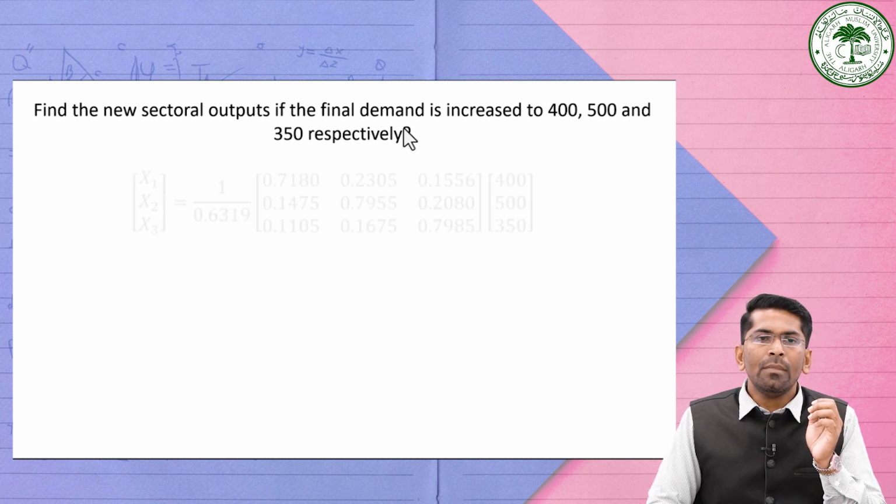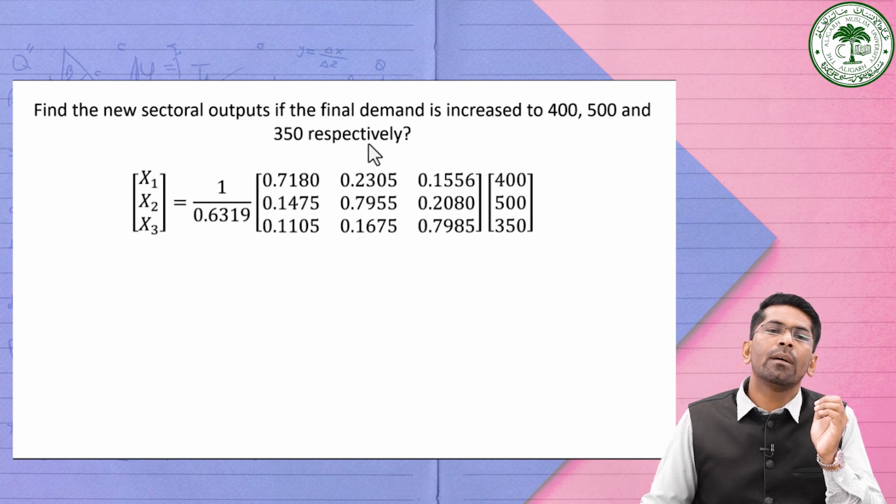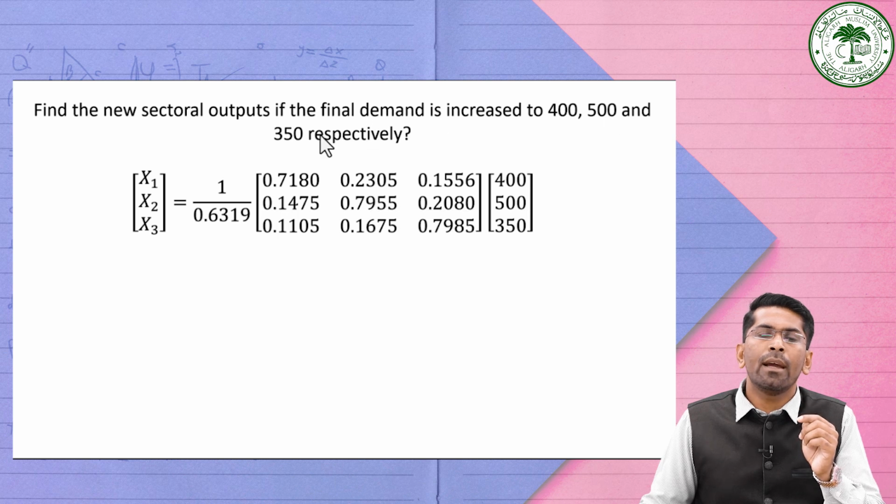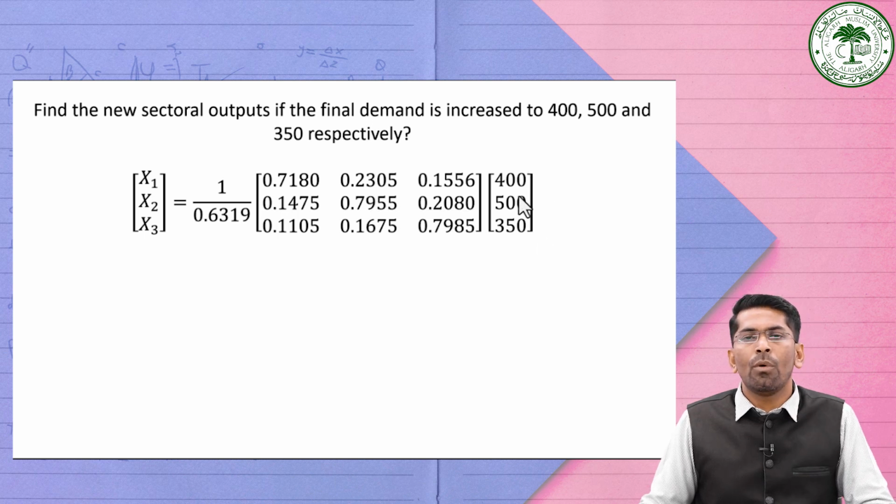So here, by considering the inverse, that is 1 by the determinant value into the adjoint matrix, then multiplied with the final demand vector. See here, now I am considering the new final demand vector, that is how much it is increased to 400, 500 and 350. So I am considering directly the new final demand. So the final demand vector is equal to 400, 500 and 350.